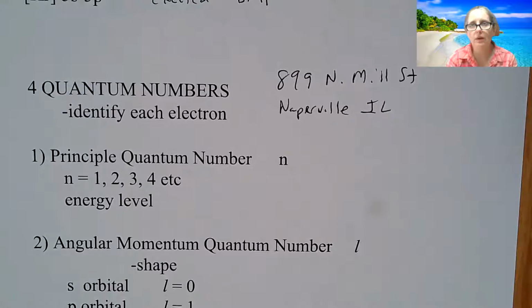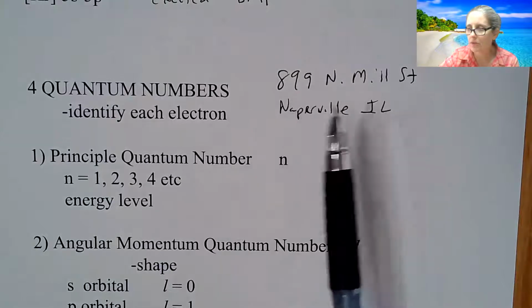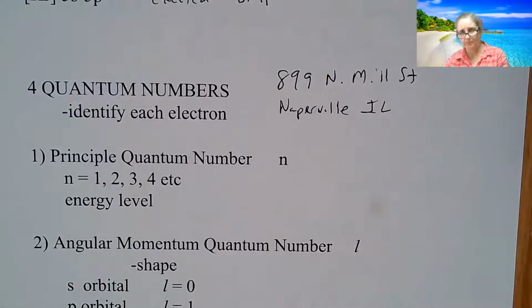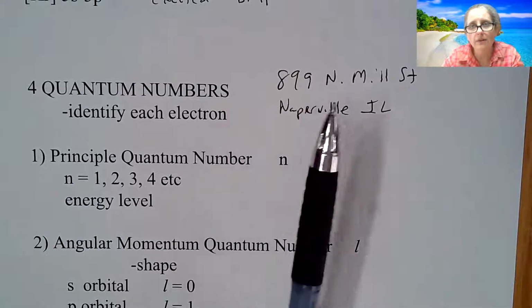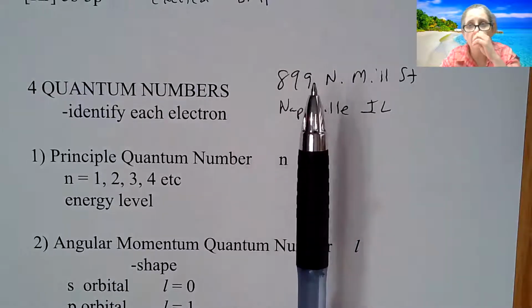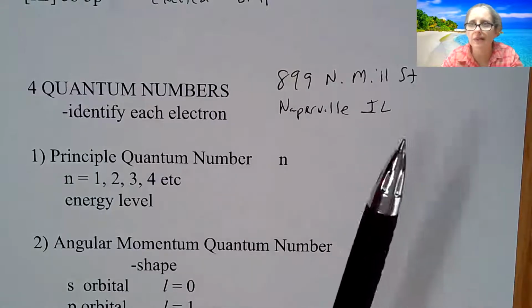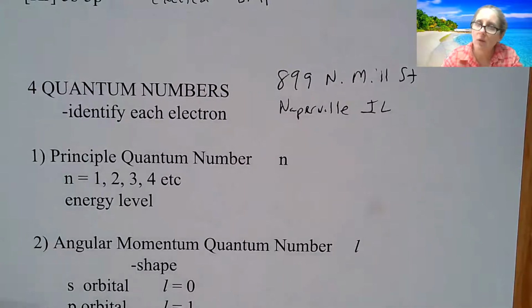So I like to equate this to an address, okay? So if we have the address of the school here, 899 North Mill Street, Naperville, Illinois, we have bits of information there that narrows down exactly where the mail's supposed to go to. So we have the state, big, Naperville gets it smaller, then we have a street, North Mill Street, and then we have a specific number associated with it.